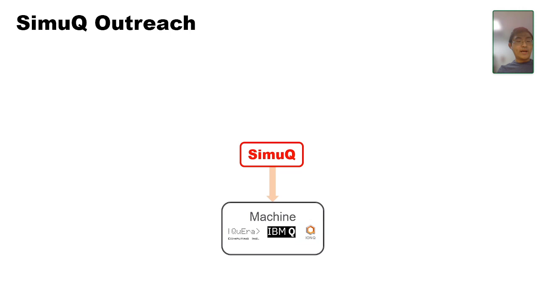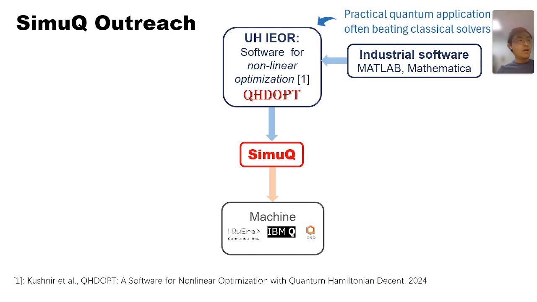SimuQ is a platform for interdisciplinary collaboration to advance applications on real quantum devices, and we have already connected to many research groups to expand the usage of SimuQ and extend its functionality. We have worked with Professor Lei Fan at the University of Houston from the industrial engineering and operational research communities to develop QSD-Ops, which we have introduced before. It's a software for nonlinear optimization that often beats classical solvers on non-convex problems. We plan to integrate this software into industrial software like MATLAB and Mathematica to provide a quantum solution for users in other domains.